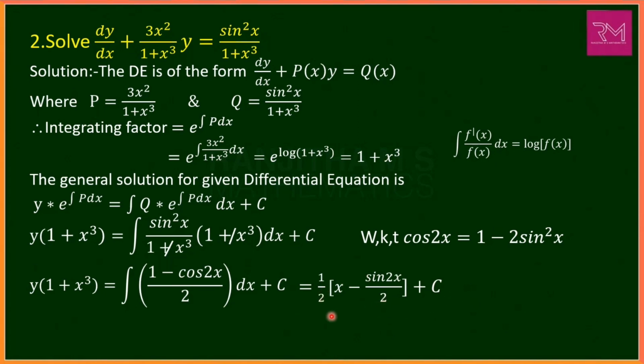Next, multiply 1 by 2 inside the bracket and simplify. We get y into 1 plus x cube, which is equal to x by 2 minus sin 2x divided by 2 into 2, that is 4, x plus c. So this is the solution for the given differential equation. This completes the problem. We shall move on to another problem.